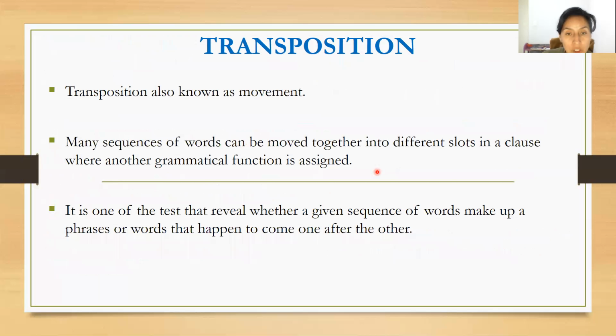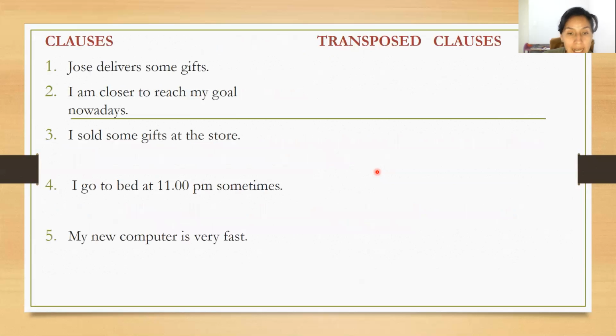Transposition. Transposition, also known as movement. So many sequences of words can move together into different slots in a clause where another grammatical function is assigned. Also, transposition is one of the tests that reveal if a given sequence of words makes up a phrase or words that happen to come one after the other. I have five clauses and the same clauses in their transposed form.